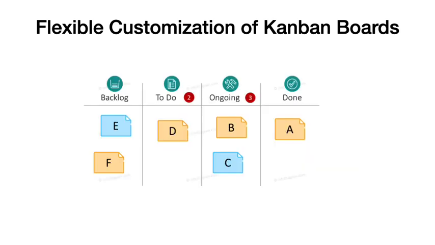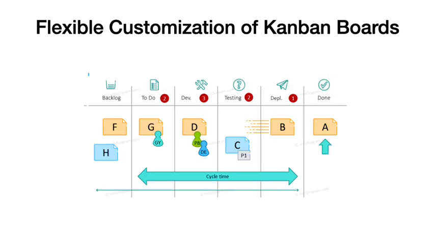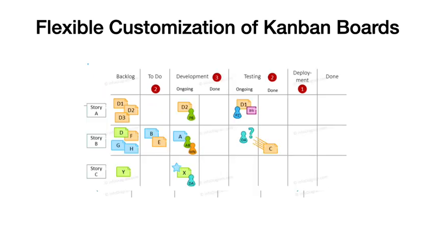For instance, they can expand to 4 columns, incorporating a backlog column for better task management. Alternatively, they may extend to 6 columns, adding development, testing, and deployment columns for more detailed workflow tracking. For even greater granularity, teams can expand to 8 columns, subdividing development and testing into ongoing and done subcolumns. This flexibility allows teams to adapt the Kanban board to their unique workflow processes, optimizing efficiency and organization.